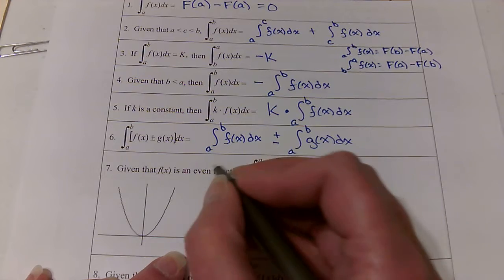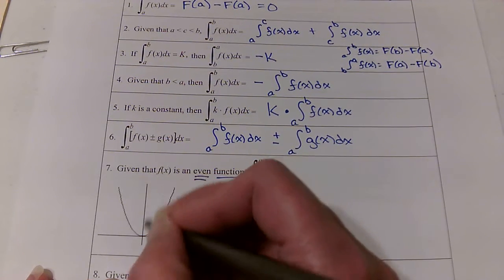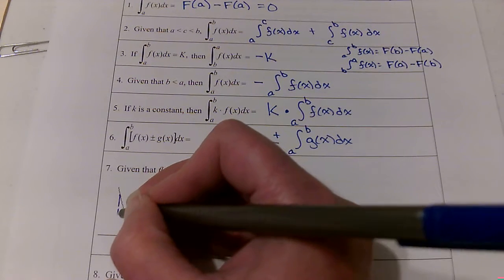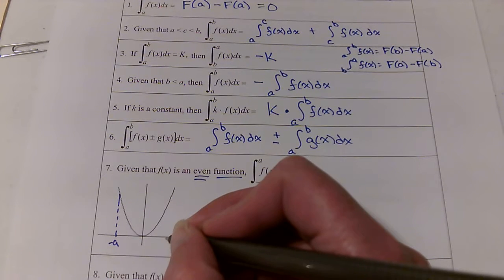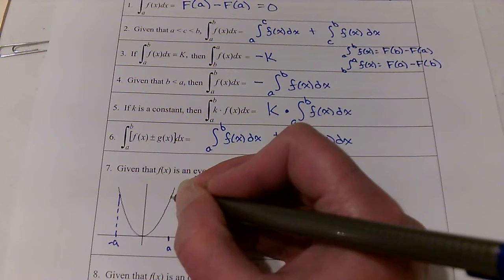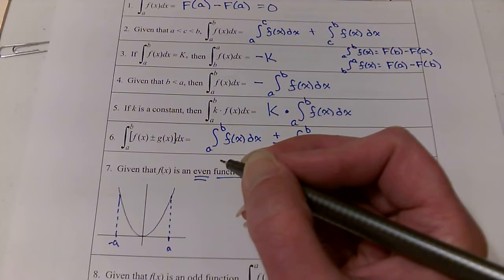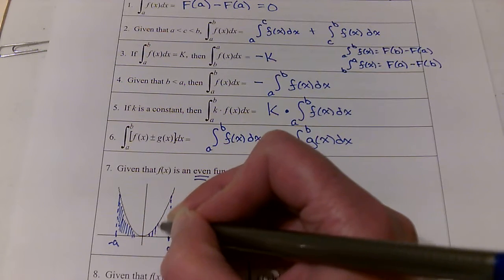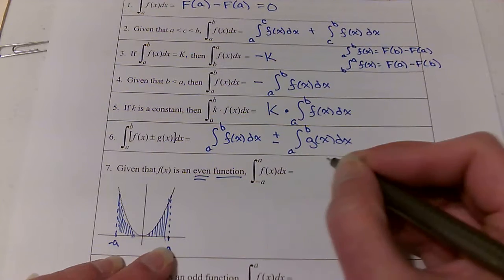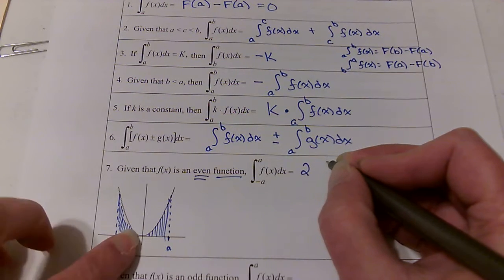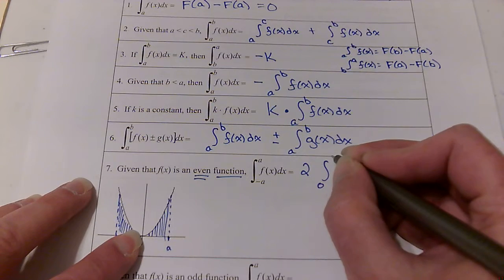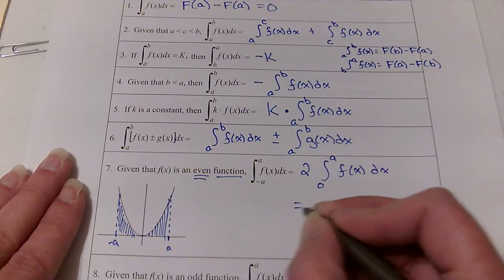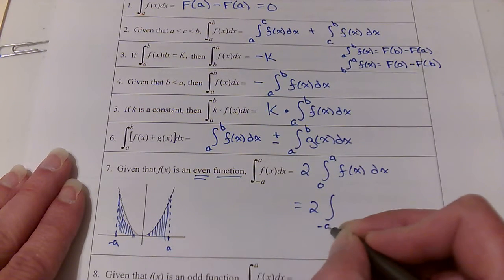What would happen if f of x is an even function? Well, even means it is symmetrical about the y-axis. So let's think about what happens if we had negative a there and positive a would be symmetrical here. Well, what's going to happen? Well, this area and this area are going to be exactly the same. So we could actually just double the area from 0 to A. Or we could double the area from negative A to 0.